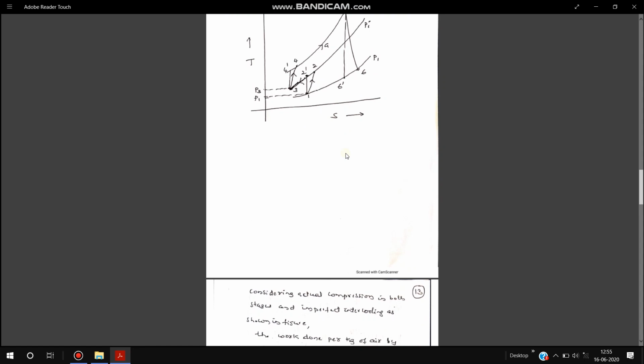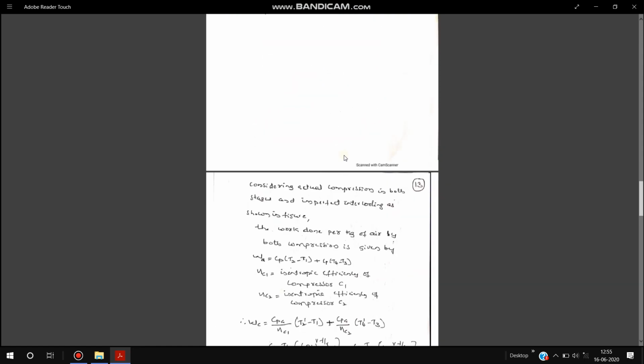Now for a perfect intercooling, the air coming out from the first compressor should be cooled from T2 to T3, with T3 equal to T1. So now we'll find out what is the minimum intermediate pressure for minimum work required.